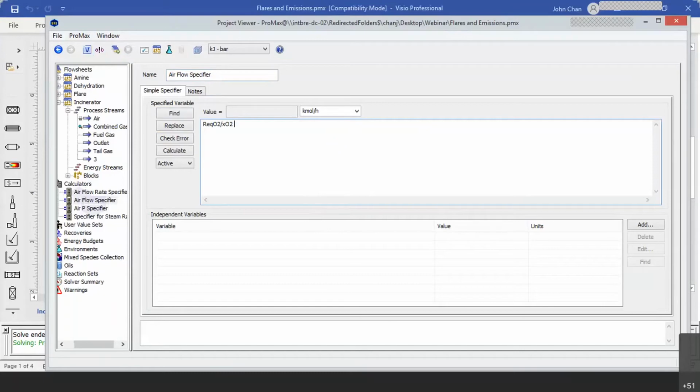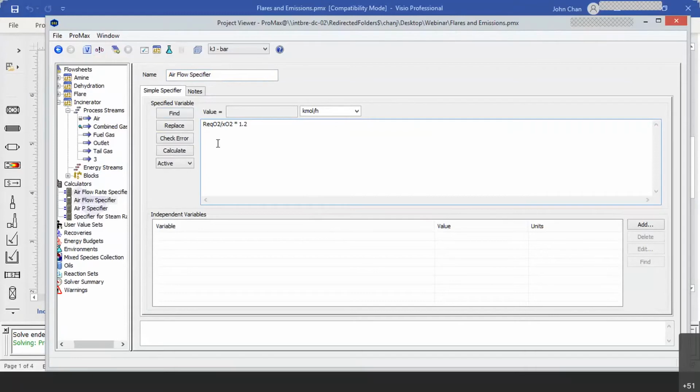And I will also need to add in excess oxygen. So let's add in about 20% excess oxygen, so I will multiply it by 1.2. Now ProMax doesn't really know what my required oxygen and XO2 means, so I'm going to tell ProMax what these two variables are.